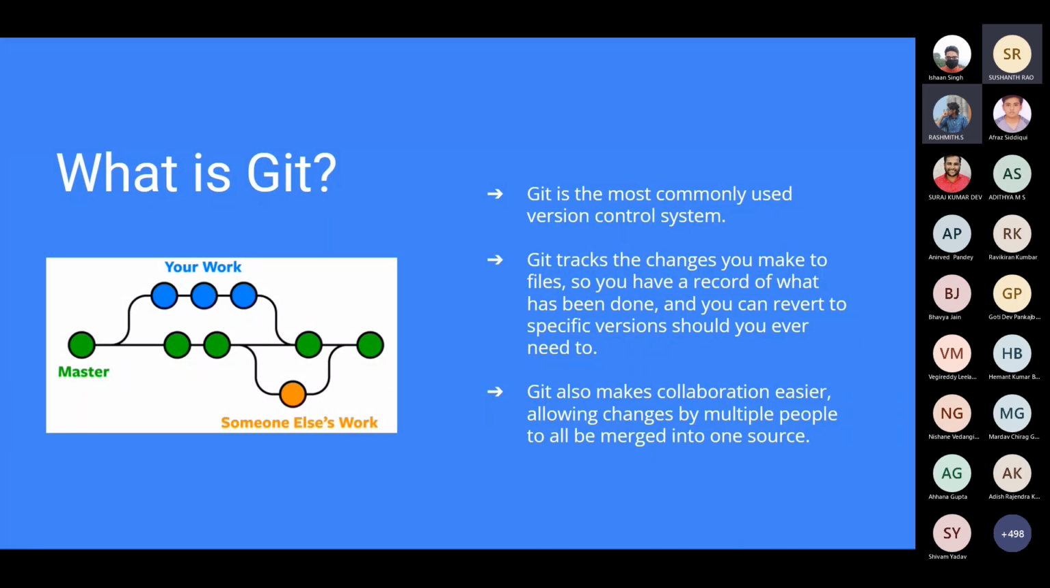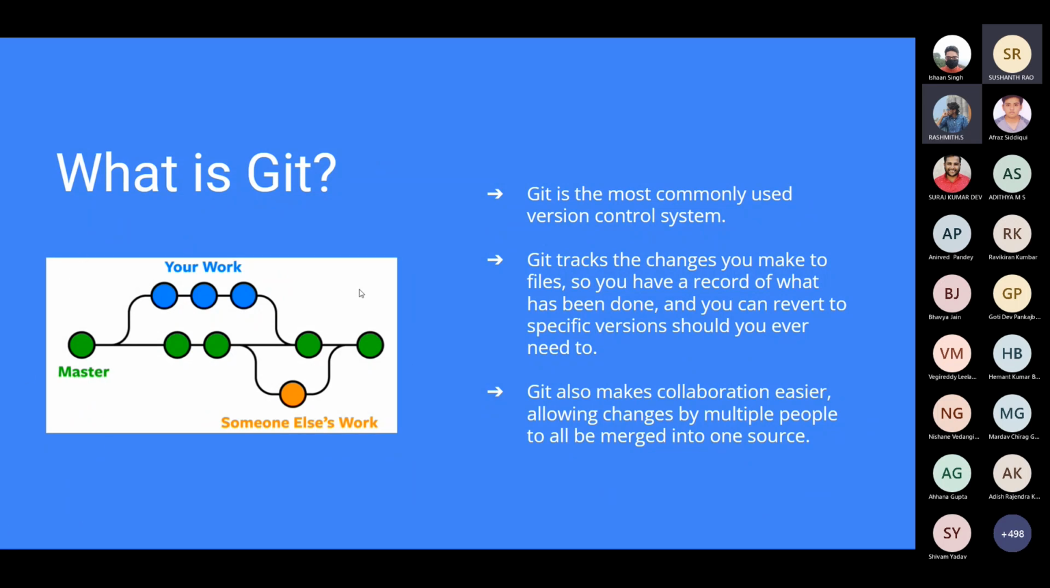So if you're working on some application, suppose you're not using anything, you're just coding. Your application was working yesterday, you made some changes, your application is not working today, and you can't make it go back to the previous version. You don't know how it came to this version, and you don't know how to make it go to the previous version. To avoid those sort of problems, we use Git, right? It also makes collaboration very simple by allowing changes from multiple people to be merged into one source.